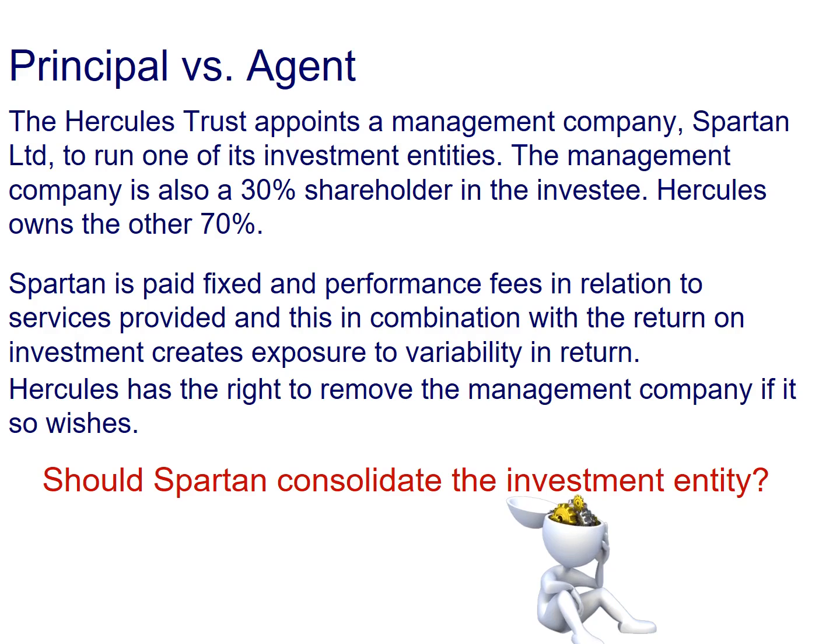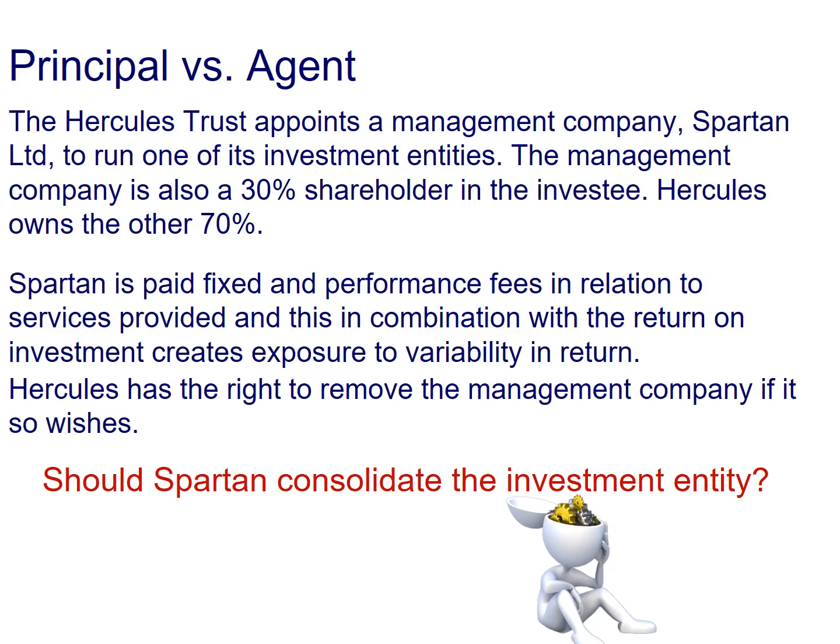Consider the following example. Here we've got a trust that appoints a management company to run one of its investment entities. So in this example, we've got the trust and this management company being both investors in this investment entity. The management company is a 30% shareholder and the trust holds the other 70%. The management company is paid fixed and performance fees in relation to the services that it provides, and this, together with its return that it gets as an investor, gives rise to exposure to variability in return. Hercules has the right to remove the management company if it so wishes.